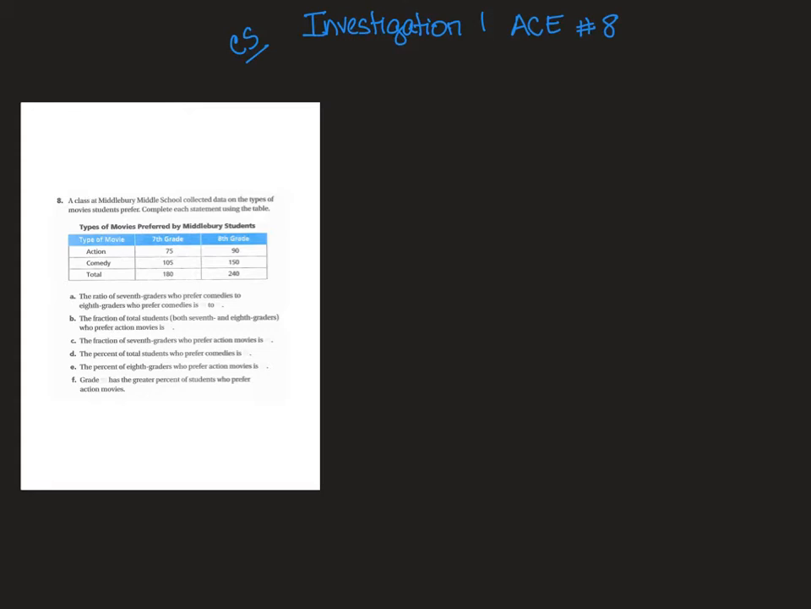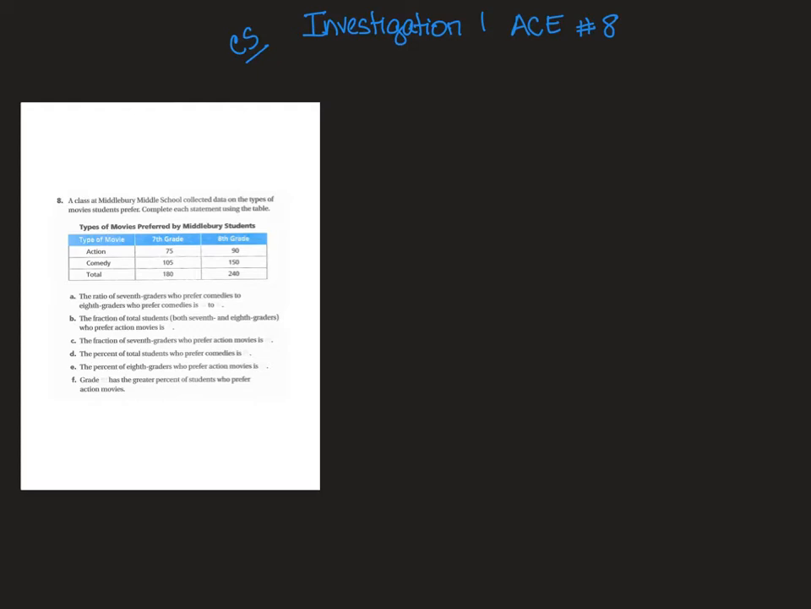So in problem 8, it says students in Middlebury Middle School were collecting data, and they surveyed students and they wanted to know what kind of movies they preferred. The choices they gave them were action and comedy. And you can notice that the columns are the type of movie, 7th grade and 8th grade. And so you need to make sure that you're going to keep the numbers straight when you're looking.